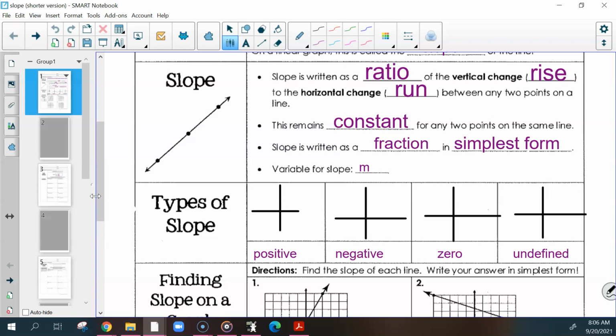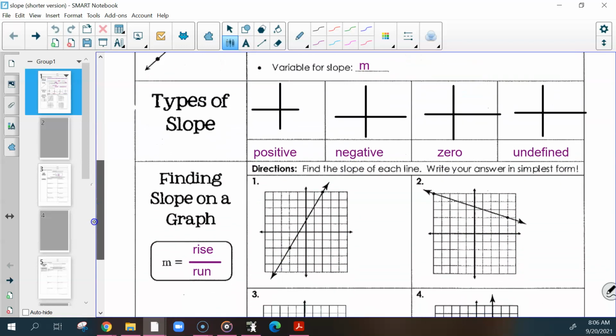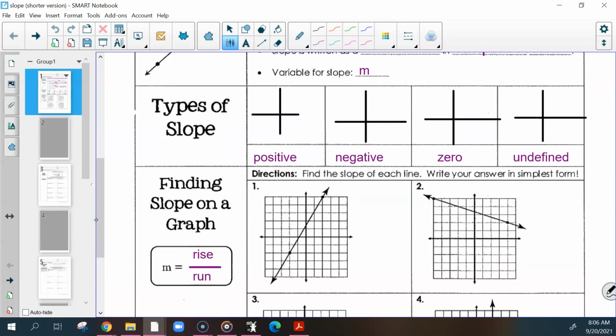There are 4 different types of slope. I'll let you write these words first and then I'll go on. One's going to be positive, one's going to be negative. You're going to have a 0 slope, and then you're going to have a slope that's undefined.